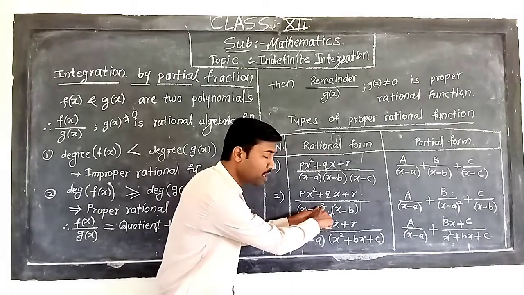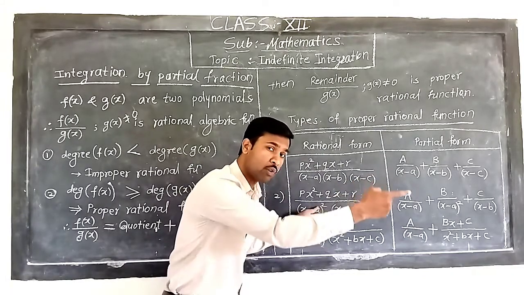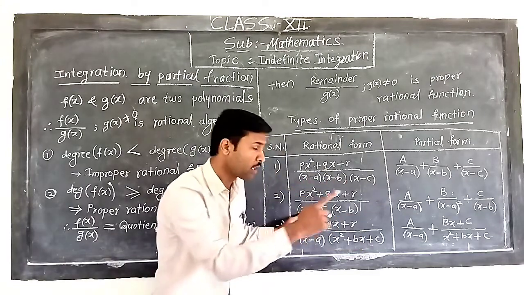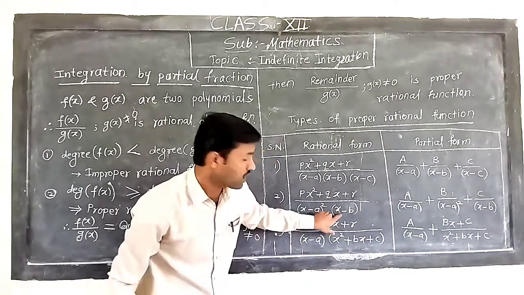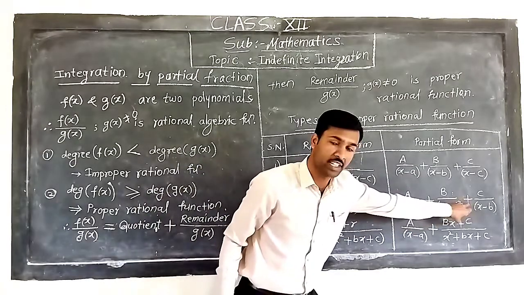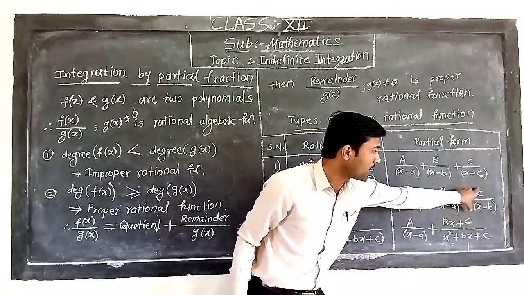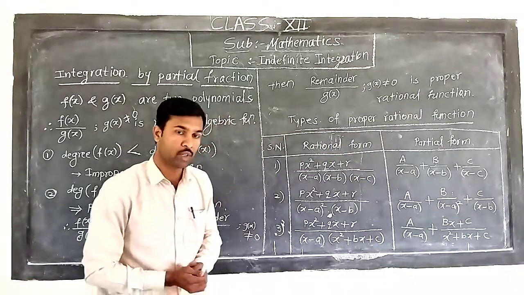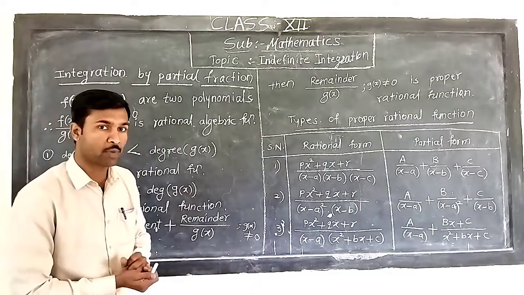If there is a cube of this function, then we have to take a third constant c upon our third factor, which will be x minus a whole bracket cube, plus here the second factor is x minus b. So we have to also take this linear factor like this, plus a new constant c upon that factor x minus b. Okay friends, are you understanding these points?